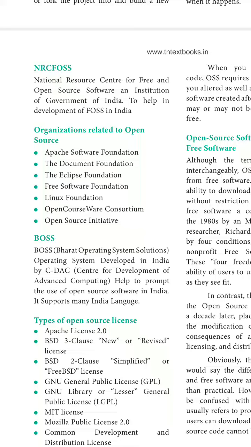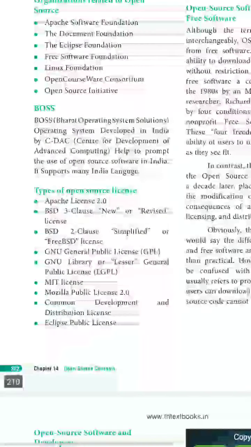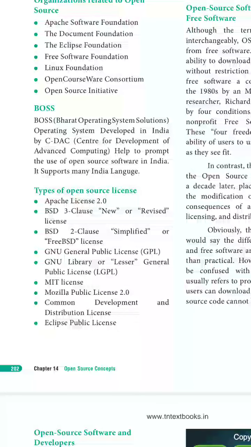So, types of open source license: Apache License 2.0, BSD 3-clause new or revised license. These are all the list of softwares that are available on the internet under open source licensing.